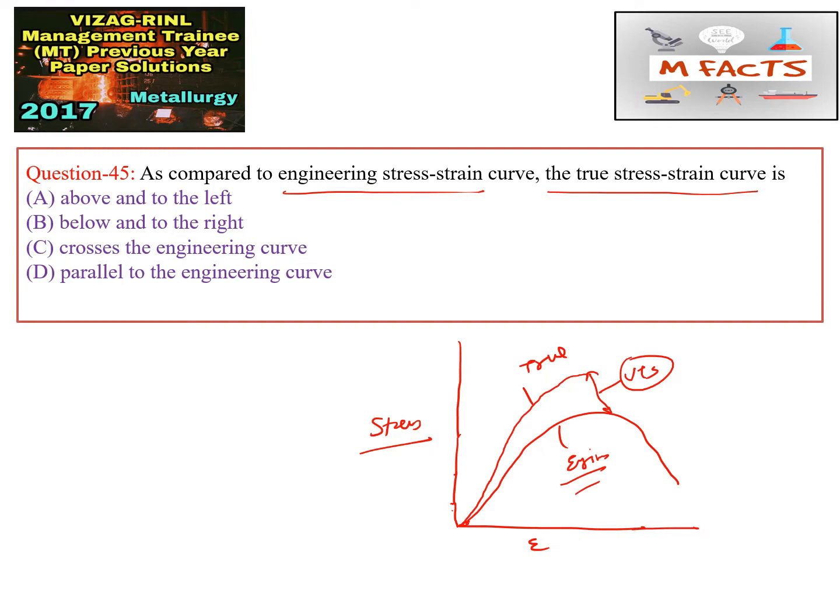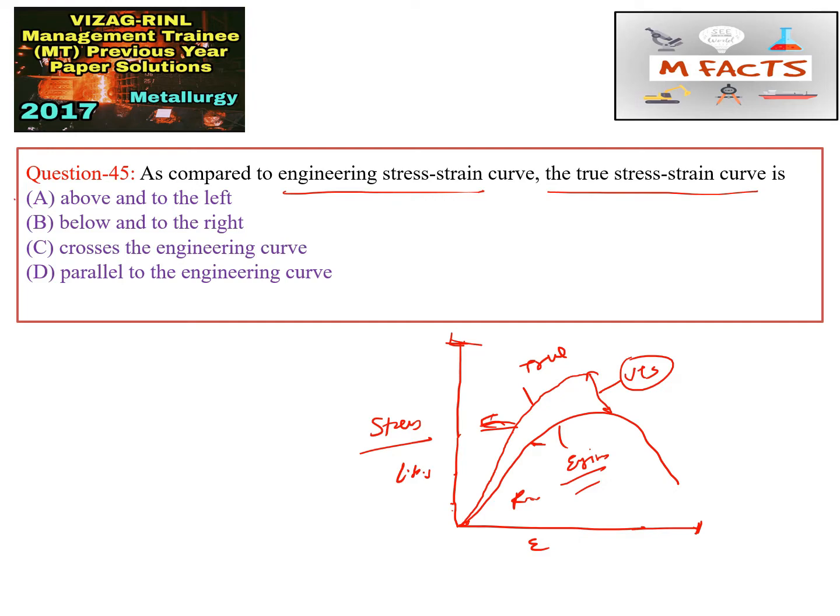From this figure we can identify that the true stress strain curve is slightly above the engineering stress strain curve. Also, if we consider the left part and the right part, the true curve is shifted to the left of the engineering stress strain curve. So we can get an idea about these curves by observation only. So the question: as compared to the engineering stress strain curve, the true stress strain curve is above and to the left of the curve.